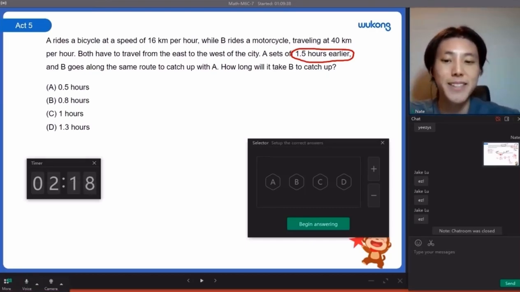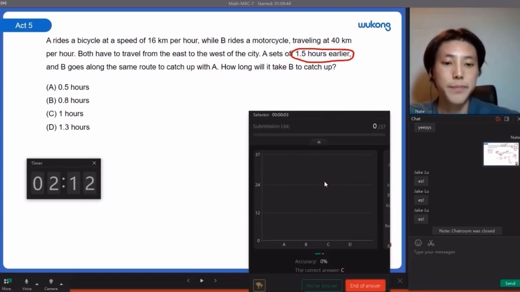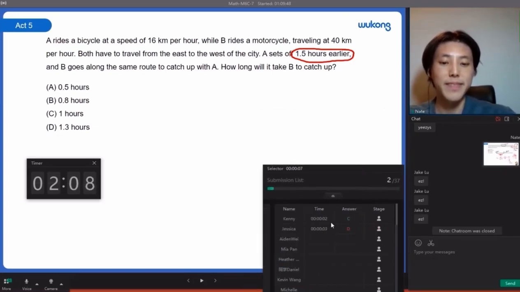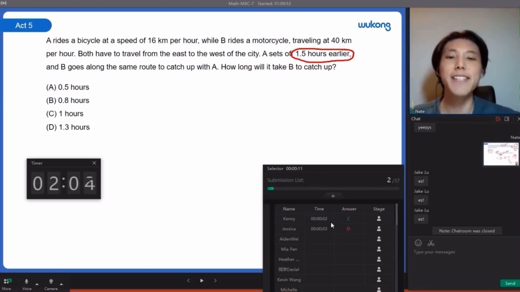Oh, I didn't press the selector tool. There we go. Sorry, guys. I'll put it at the bottom. So you'll have to find the distance traveled by A first.